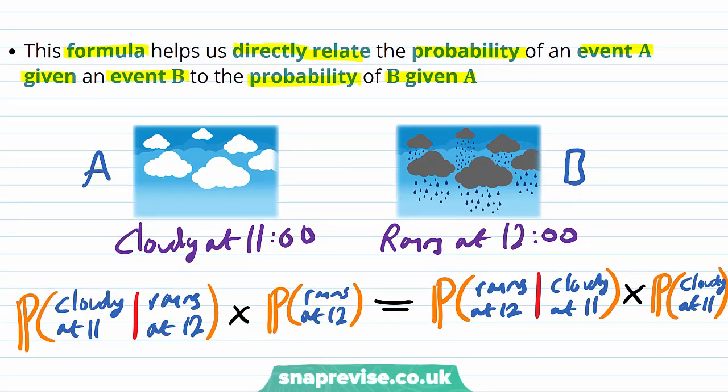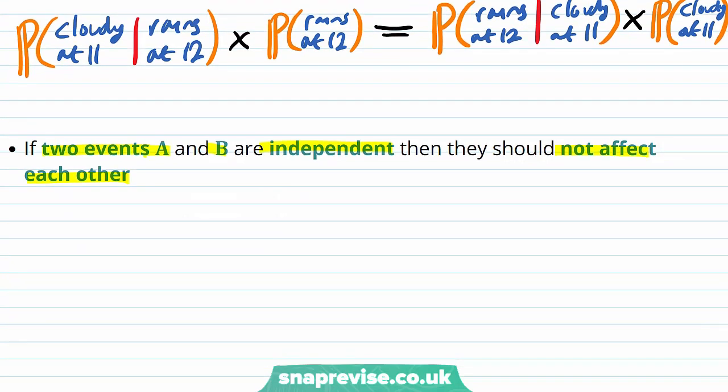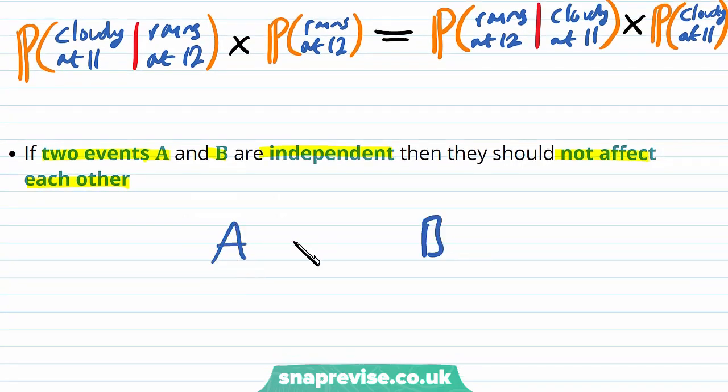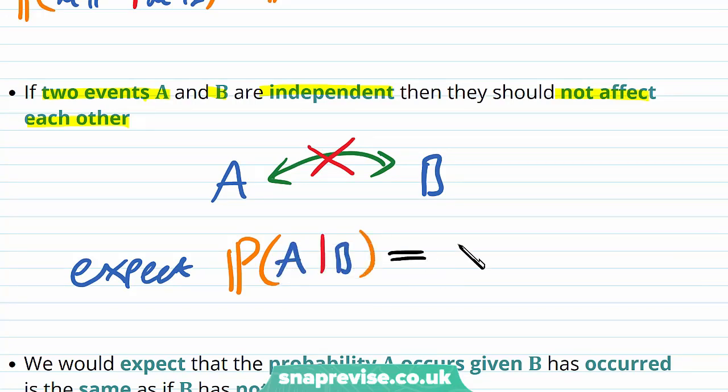This means that if we have three of these probabilities, then we can work out the fourth. Or at least, if we can calculate three of these probabilities, we can calculate the fourth. If two events A and B are independent, then they should not affect each other. Let's say that we know that events A and B are independent. Then we would expect that the probability of, say, A given B is equal to the probability of event A given not B, i.e. B complement.